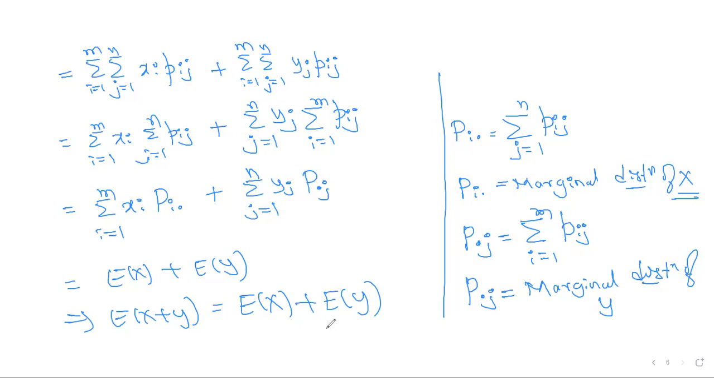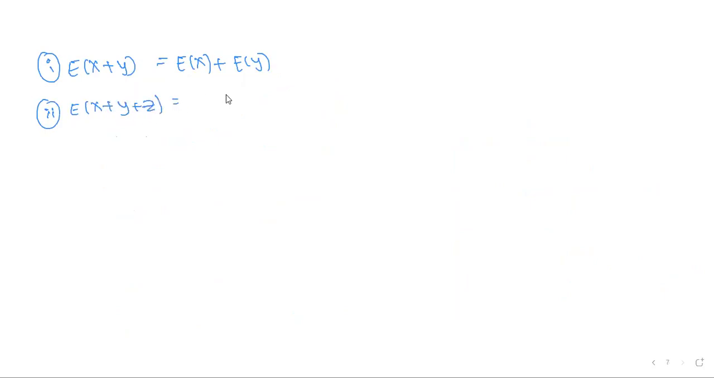Here we can extend this theorem for any number of observations. For example, suppose I need the expected value of x plus y, I can take the expected value of x plus the expected value of y. Suppose I need the expected value of x plus y plus z, with one more random variable. This is equal to the expected value of x plus the expected value of y plus the expected value of z.